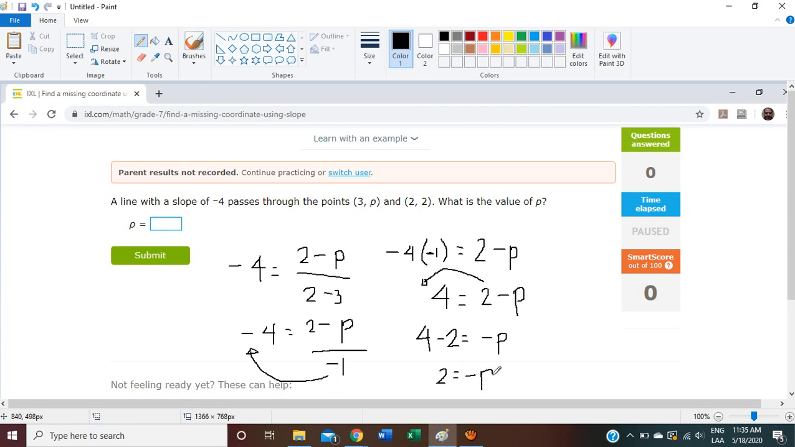So again, we have a negative variable. We have to change this one to positive, and this one to negative. Negative 2 equals p. Or you can just switch the result. It's the same. You can say just p equals negative 2.